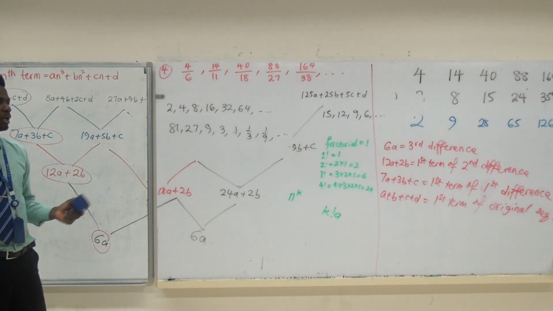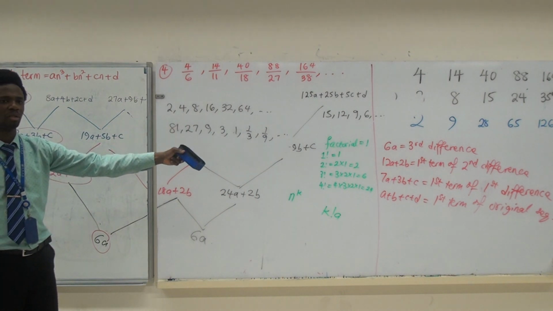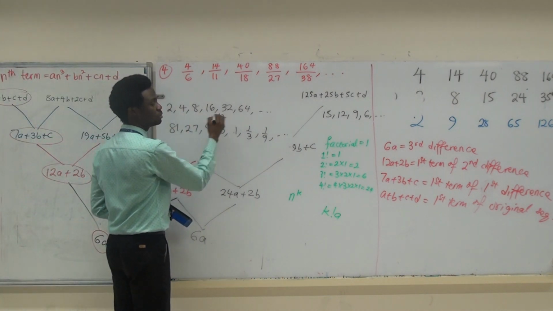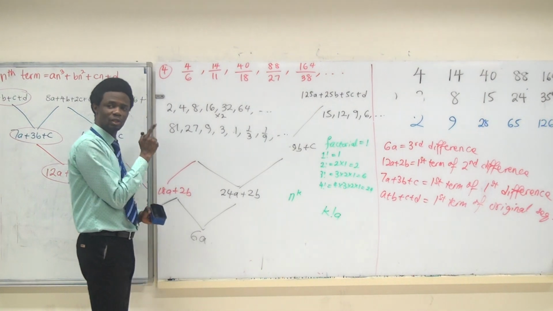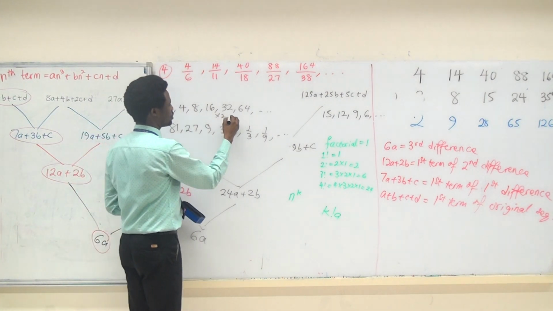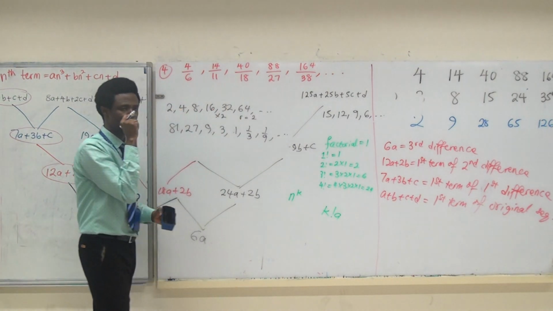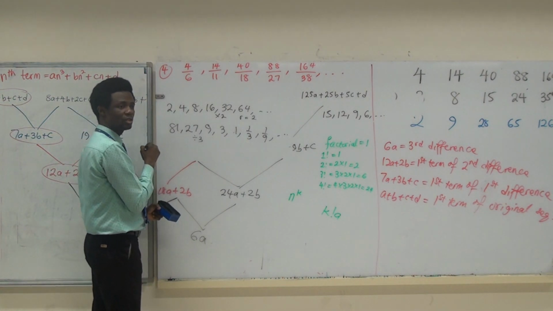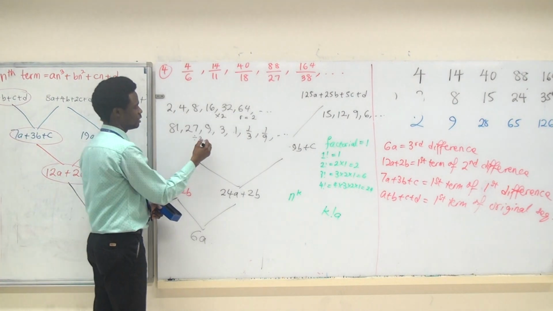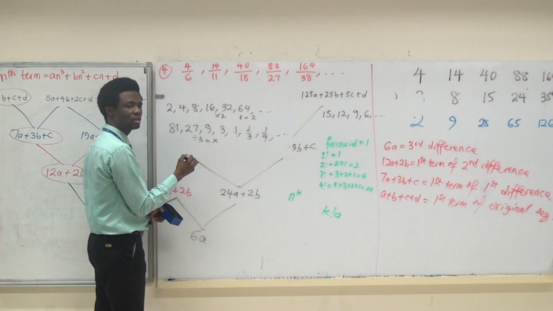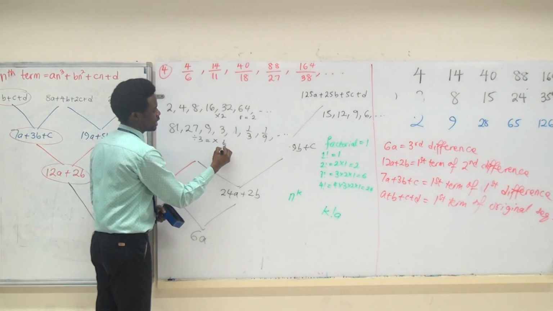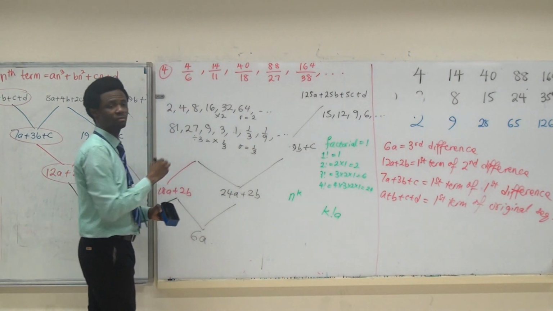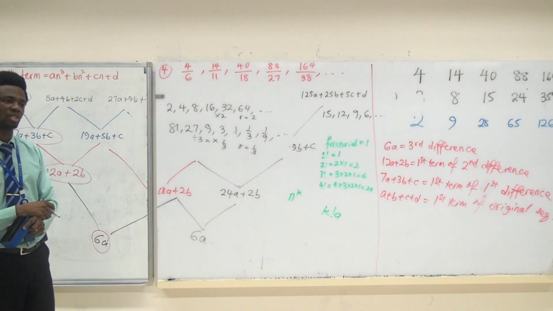No. Because this is divided by 3. So here you do times 2. In this case, we say the common ratio is 2. Here you do divided by 3, right? Divided by 3 is the same as times what? 1 over 3. So here we say the common ratio is 1 over 3. Does it make sense?